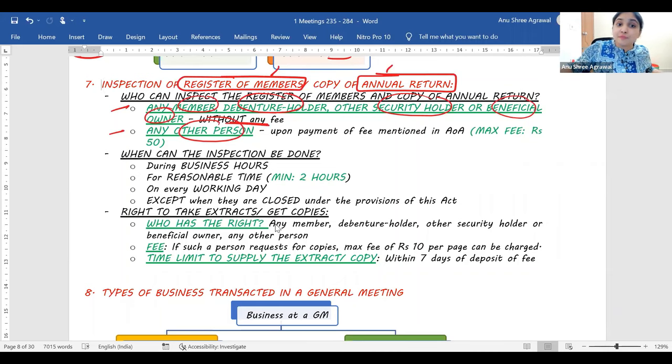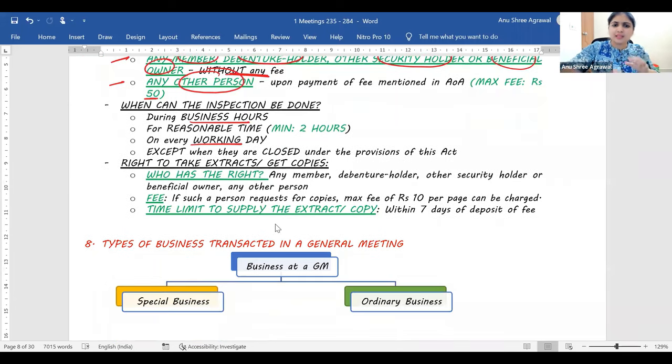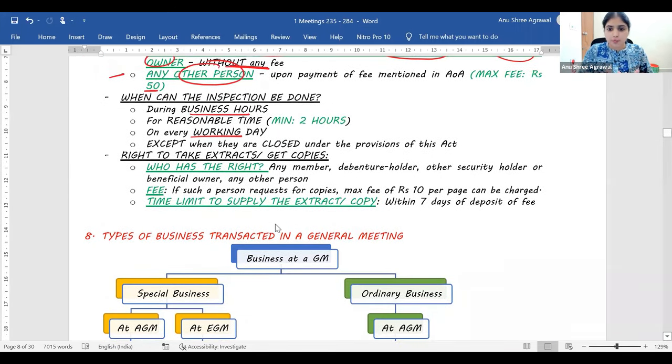But if any other person is inspecting, then for inspection also we can charge a fee. Maximum how much fee? 50 rupees. When can they inspect? During business hours, on any working day, they can inspect. Can they ask for copies also? Yes, any person can ask for a copy also.